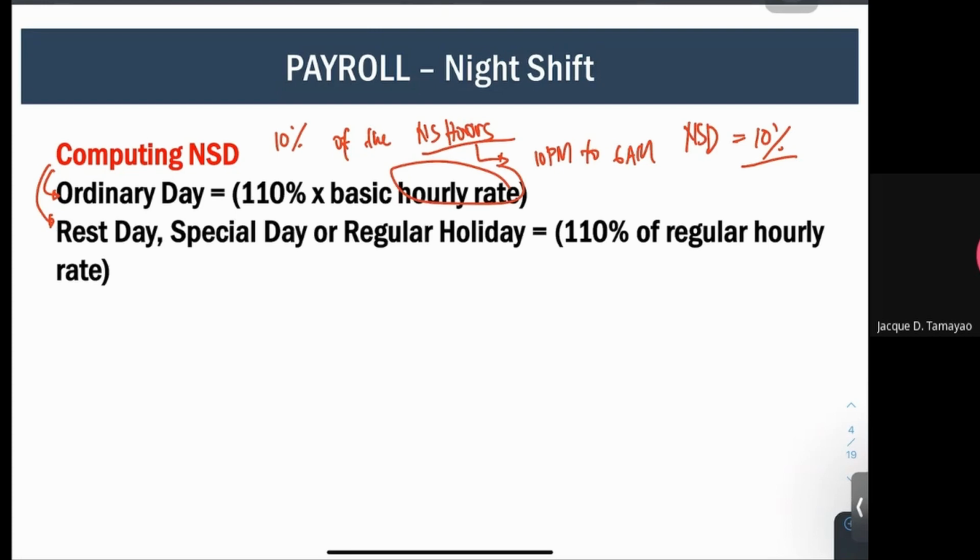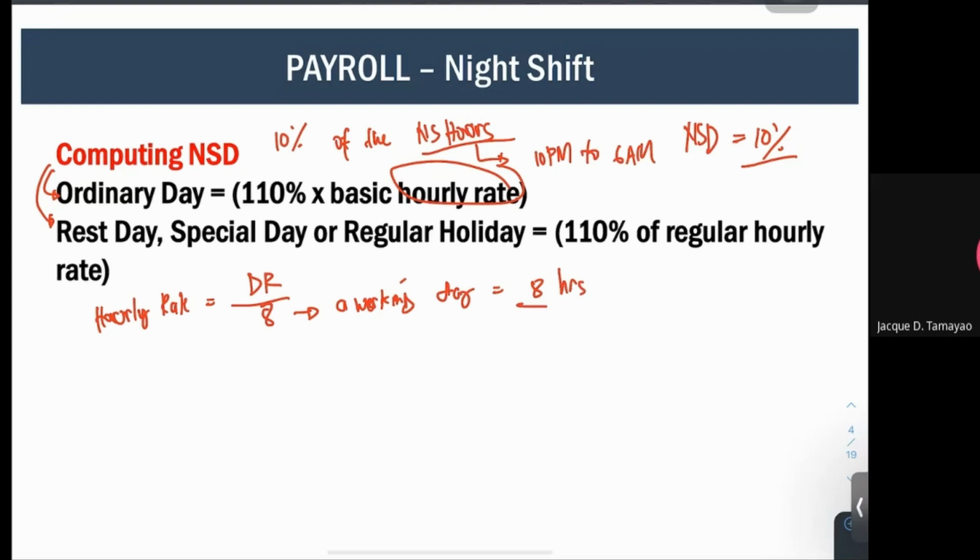So we have here hourly rate. How do we compute for your hourly rate? Our hourly rate is equal to your daily rate divided by 8. Sir, why do we divide it by 8? Because under the law, a working day is equal to 8 hours. That's why to compute for your hourly rate, that is equal to your daily rate divided by 8. Okay. So let's have an example.